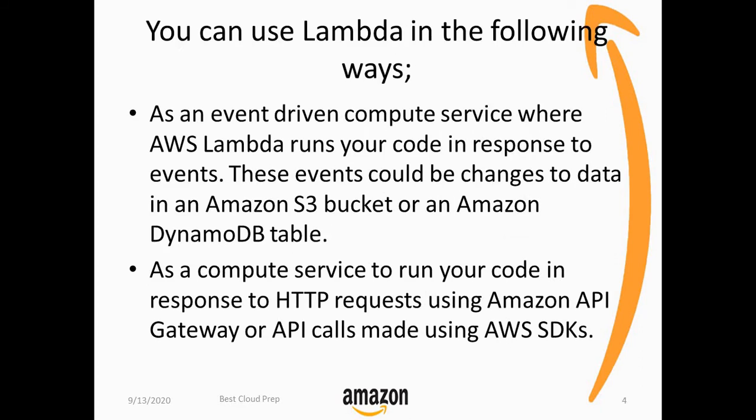So you can use it as an event-driven compute service where AWS Lambda runs your code in response to events. And these events could be changes to data in an Amazon S3 bucket or a DynamoDB table. Now these event-driven compute services are called triggers, and then you can also use it as a compute service to run your code in response to HTTP requests using Amazon's API Gateway or API calls made using the AWS SDKs.